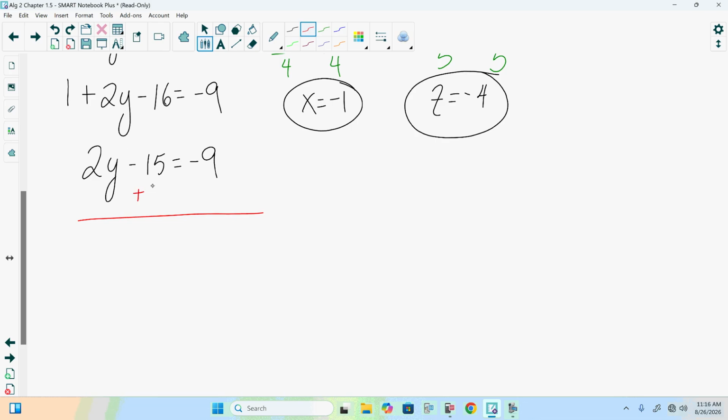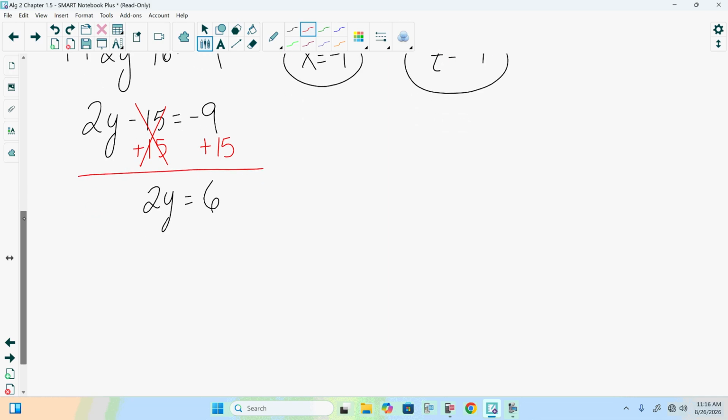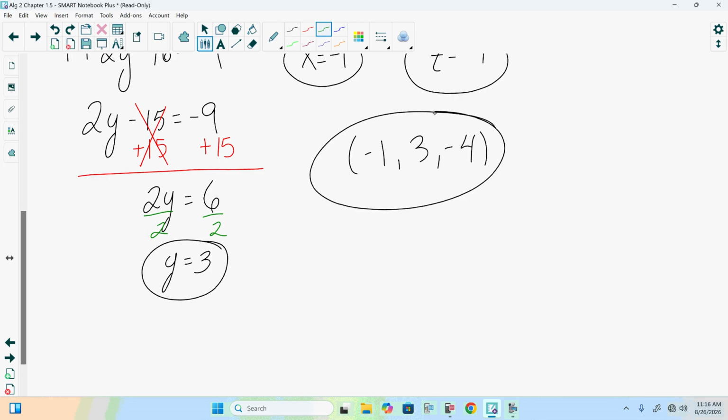Then we would need to add 15 to both sides, because negative 15 plus 15 would be 0. Telling us 2y is equal to 6. Last but not least, we would divide both sides by 2, telling us y is equal to 3. So the solution would be the point negative 1, 3, negative 4.